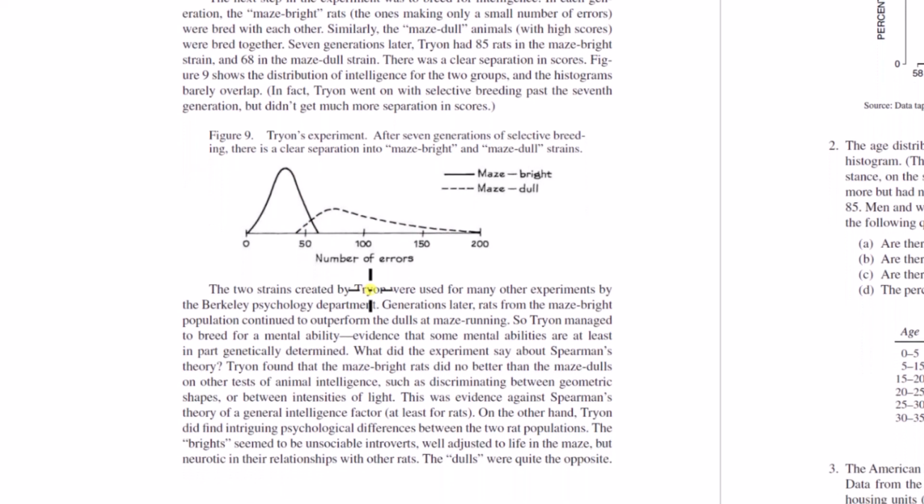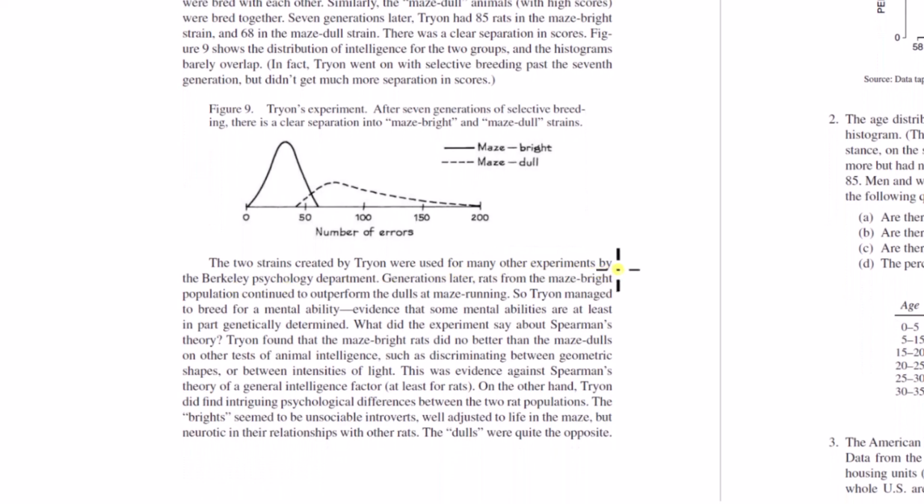The two strains created by Tryon were used for many other experiments by the Berkeley Psychology Department. Generations later, rats from the maze bright population continued to outperform the dulls at maze running. So Tryon managed to breed for a mental ability, evidence that some mental abilities are at least in part genetically determined. What did the experiment say about Spearman's theory? Tryon found that the maze bright rats did no better than the maze dulls on other levels of animal intelligence, such as discriminating between geometric shapes or between intensities of light. This was evidence against Spearman's theory of a general intelligence factor, at least for rats.